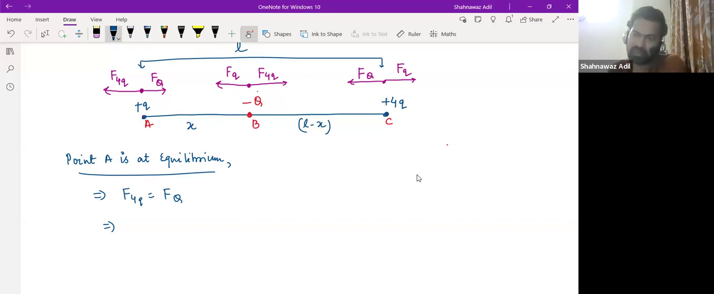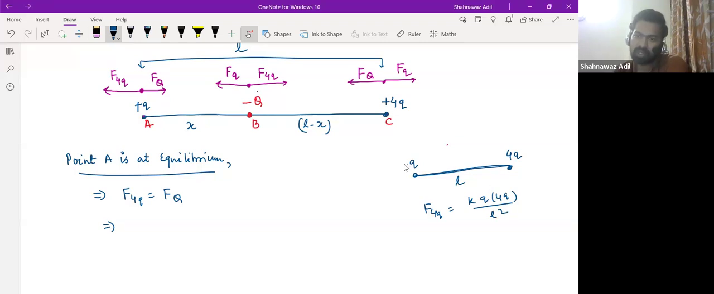Whenever we are talking about Coulomb's law, we have to think of two charges. What are the two charges? That is Q and that is 4Q. What is the separation between them? It's X plus L, that is, L. Absolutely correct. So what would be the force? That would be simply K Q 4Q by L square, correct? So this is A and C.